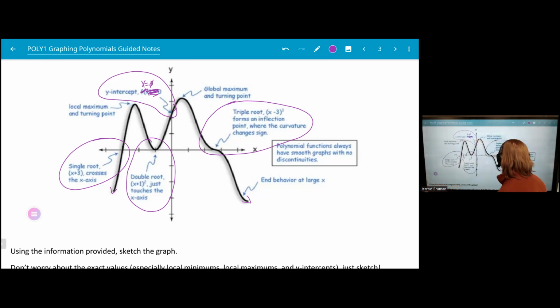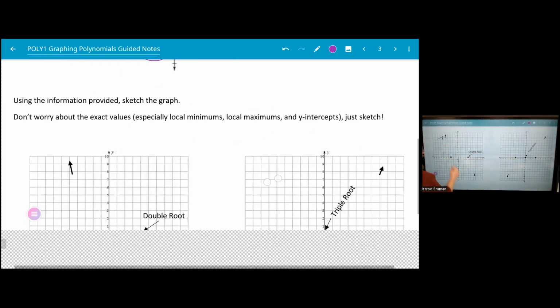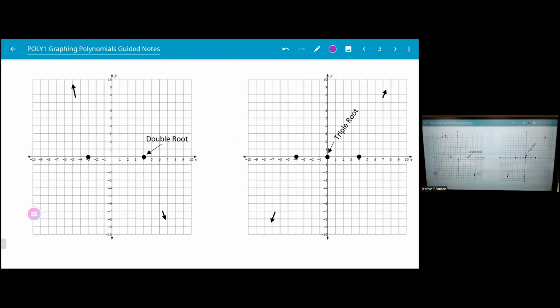So let me give you a little example on what this looks like. I've got some information down here. I've already given you the end behavior. That's here and here. On the left, it goes to positive infinity. On the right, it goes to negative infinity. I've got a single root. If it doesn't say it's a single root, by the way, that's what that is. I've got a double root. So we know it's going to bounce here.